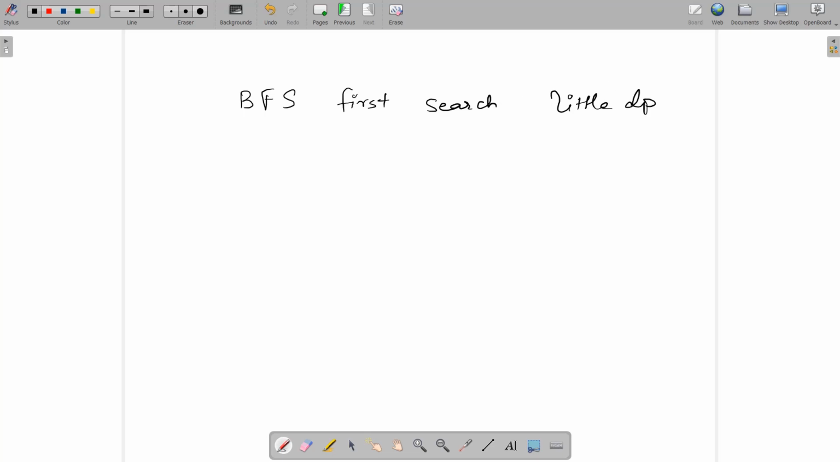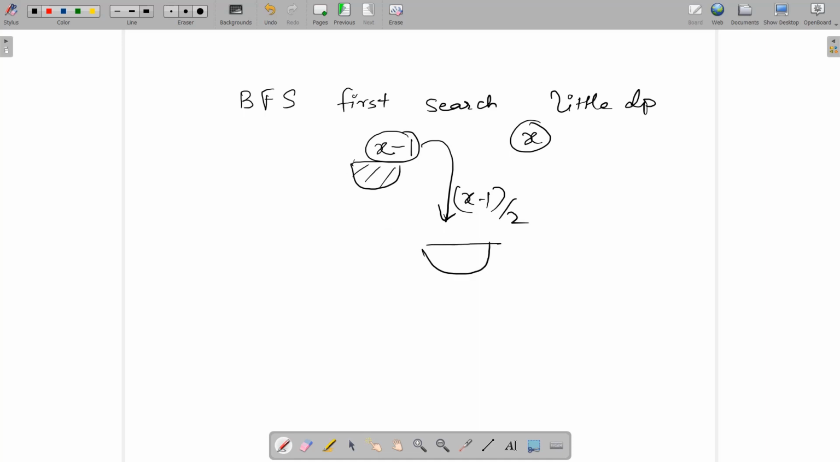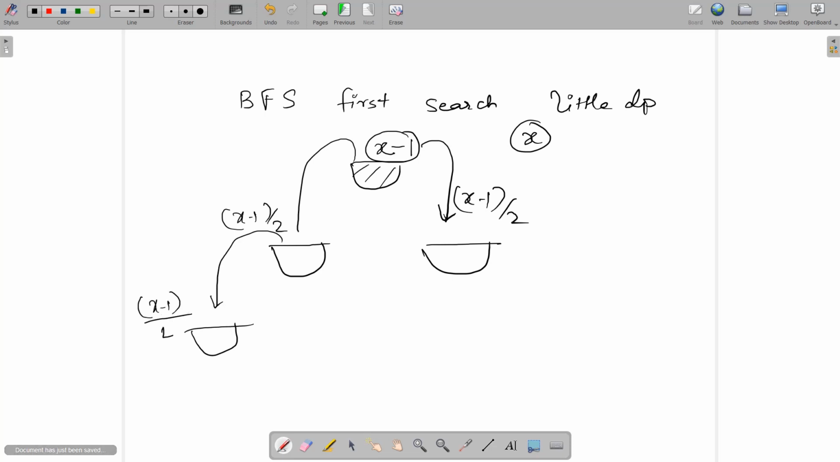Dp is nothing but we need to store the values. So when you are at this first glass of water, let's say x amount of water is poured. We will subtract 1 from x because this glass is completely filled. So x minus 1 water will be going to this glass, and this glass will also contain x minus 1 upon 2.